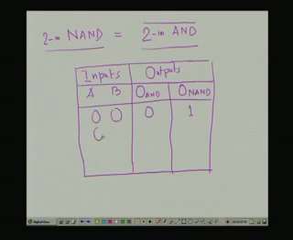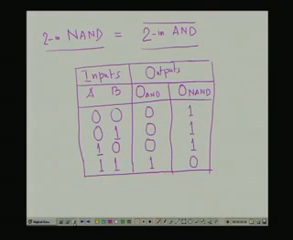Similarly, if it is 0 and 1, again the AND will be 0, so this will be 1. If it is 1 0, then also it is 0, then the complement of this is 1. If it is 1 1, then only I am getting a 1 output at the AND gate, and obviously this will be 0. So, see, the truth table output of NAND is the complement of the truth table output for the AND.